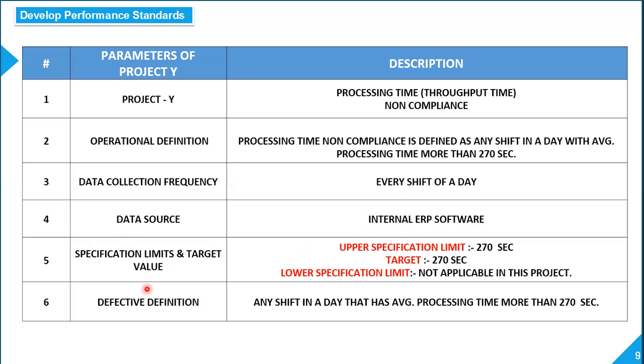Specification limits, do you have them? There is a possibility that the client might give you a specification limit, and there is also a possibility that the client does not give you any. Here in this case, the client has not given us any specification limits, or so-called buffer values. So your target is 270 seconds, and the upper specification limit is 270 seconds. Lower specification limit is not applicable in the project.